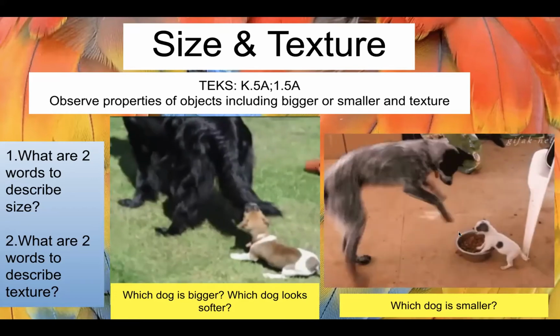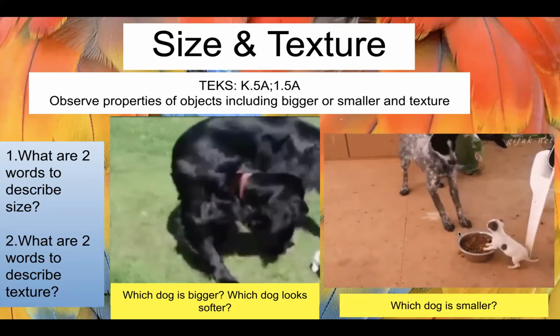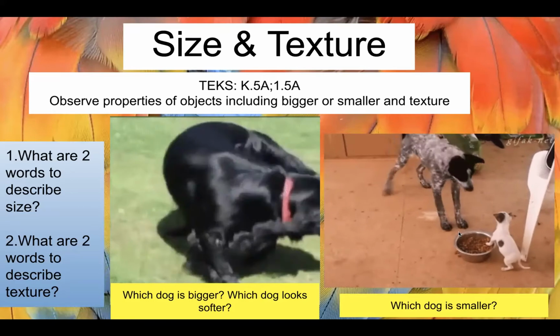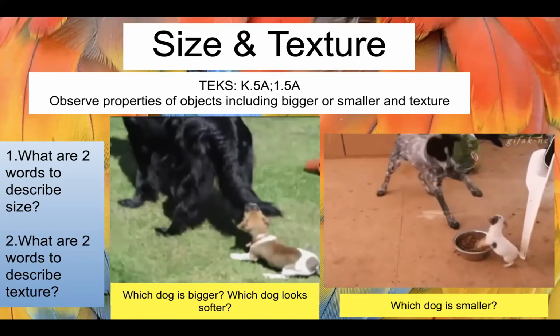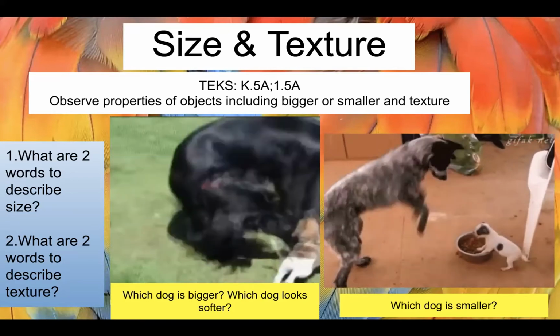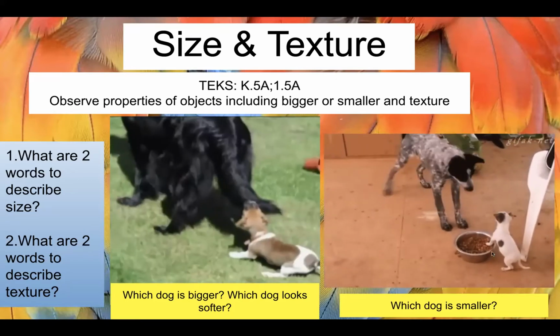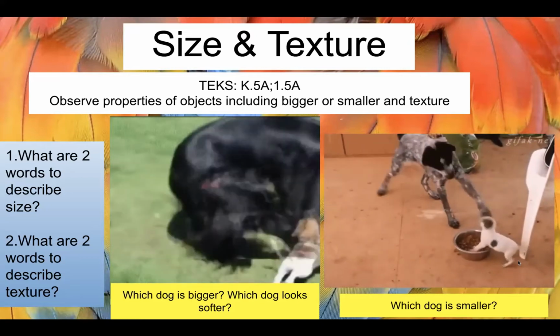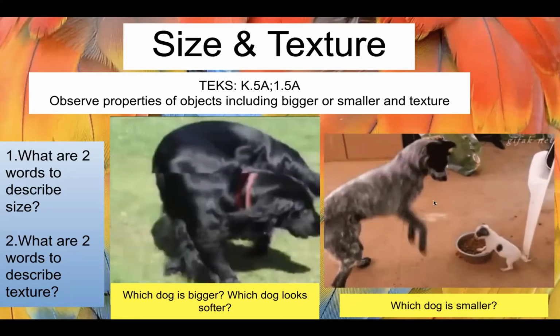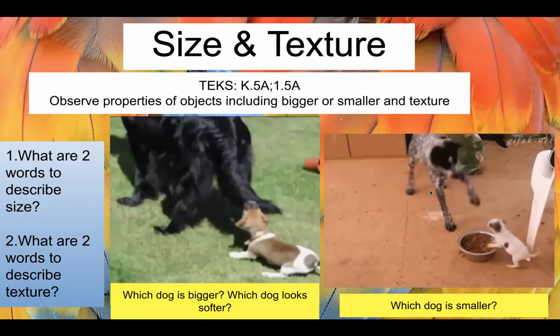Now let's look at this other video. We have a gray dog and a white dog. Which dog is smaller? So I changed the question on you. So which of these dogs is smaller? And hopefully you guys said that little white dog is the smaller one. He's trying to defend his food from that bigger gray dog.